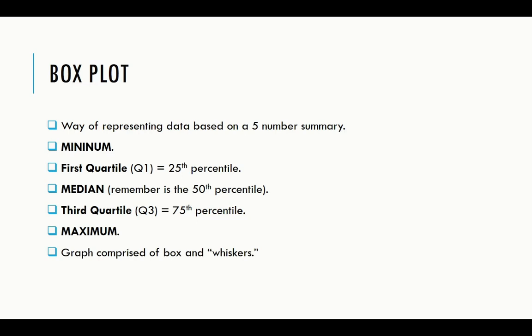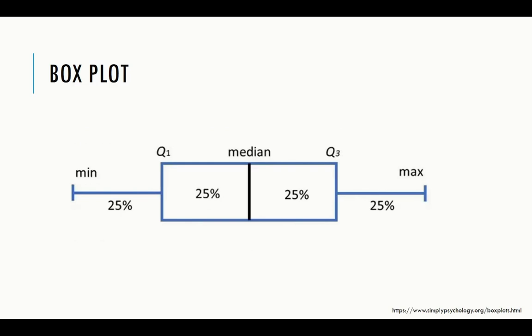So our graph is going to be comprised of what we call a box, hence the name box plot, and whiskers. So box and whiskers. And these things are going to indicate the 5 elements that we've just said. Minimum, first quartile, median, third quartile, maximum. All right, you get the idea. So this is a box plot. Not hard to understand when we figure out what all these elements are.